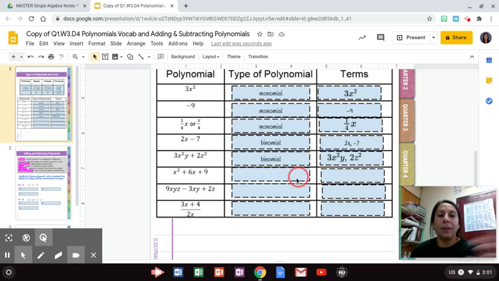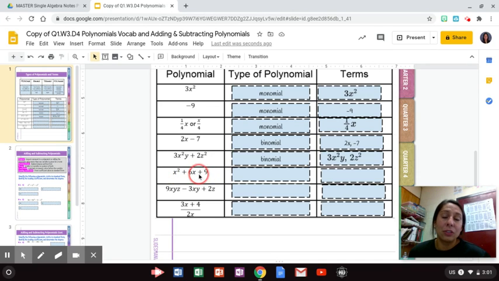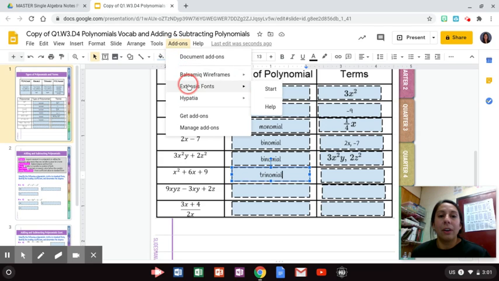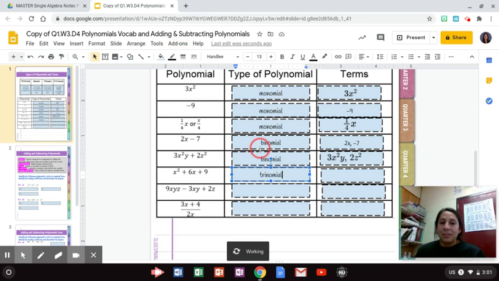Okay, the next polynomial we have is x squared plus 6x plus 9. This one has two addition symbols. So because it has two addition symbols, it makes it a trinomial because there are three terms. So here for our polynomial, we're going to go ahead and type in trinomial. And our three terms are x squared, 6x, and 9. Okay, so because it has the x squared, we are going to have to insert our Hypatia tool for the x squared, and then I'll go ahead and type in 6x and 9 there as well.